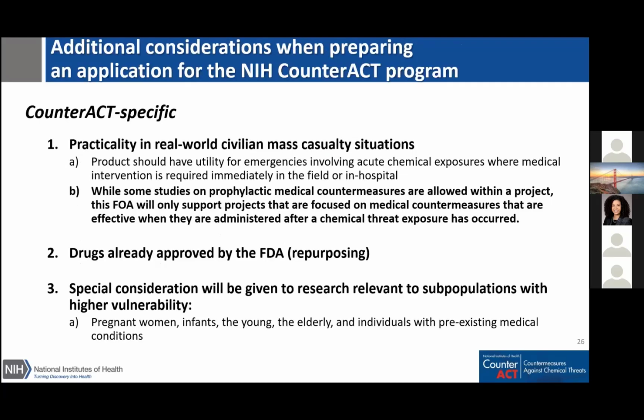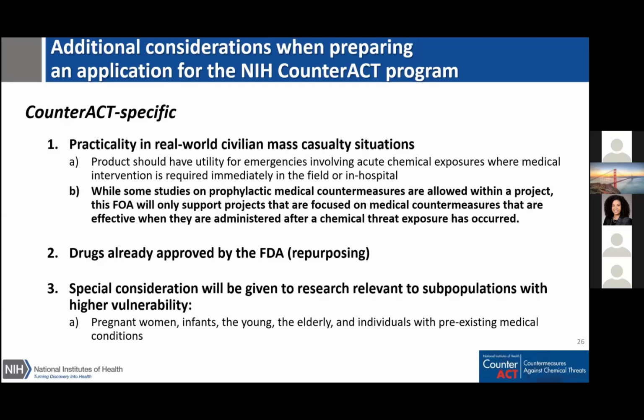Some important CounterACT specific things to consider here are how the therapeutic you are proposing will be used in humans. Having practicality in real-world civilian mass casualty situations regarding timing and route of administration is important. This is different than military applications. In the civilian space, we cannot predict when an incident will occur. This means the final product should have utility for emergencies involving acute chemical exposures where medical intervention is required immediately, either in the field or in hospital.